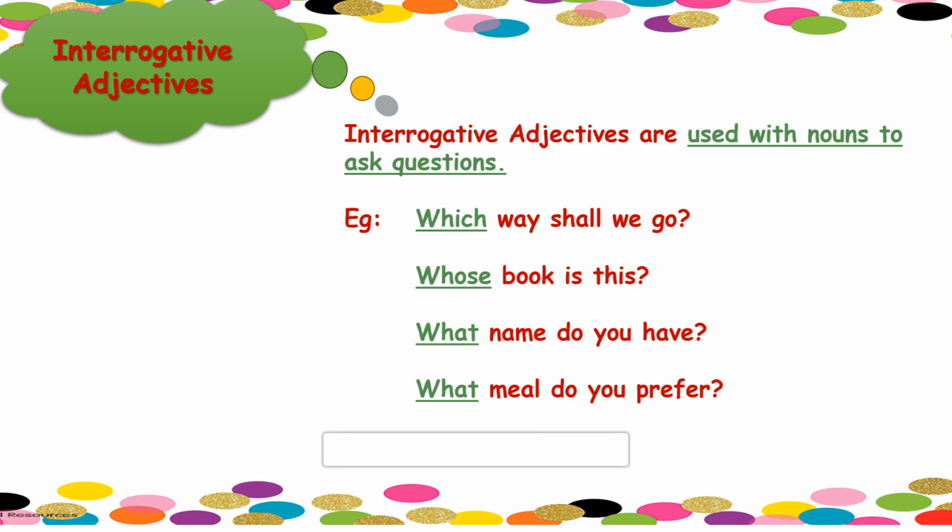So in all these examples you can see WH words, and just after these WH words nouns are used. So what you need to remember here is that interrogative adjectives are those WH words which are used with nouns. And as it is an interrogative adjective, it is used to ask a question. That is a very general thing that anybody can understand. But what you need to remember is that it is used with nouns.